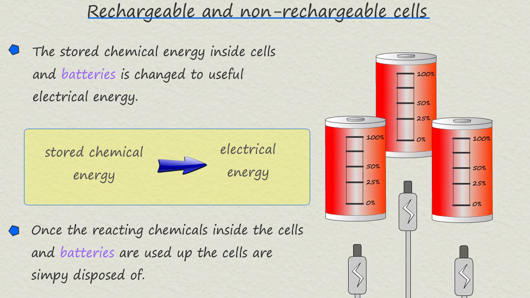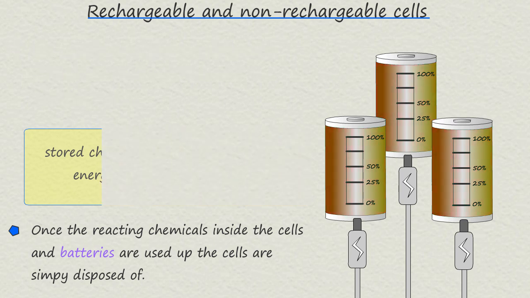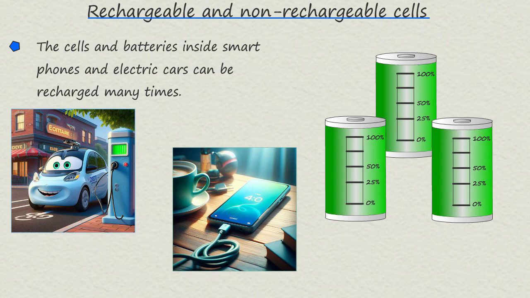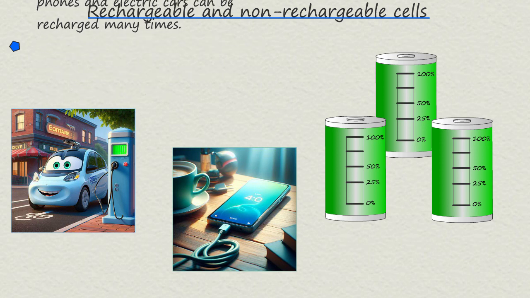However, some cells and batteries when they go flat can be recharged. The cells and batteries inside smartphones and electric cars, for example, are recharged many hundreds of times. The chemical reactions that take place inside these cells are reversible, and when an external electric current is supplied, these cells are then essentially fully recharged.